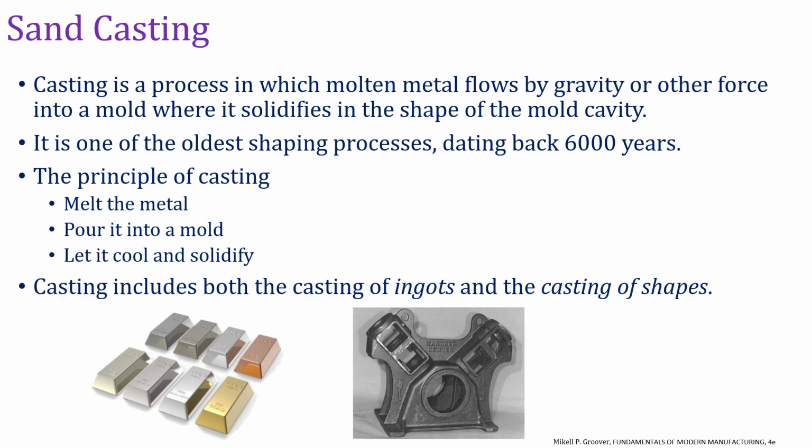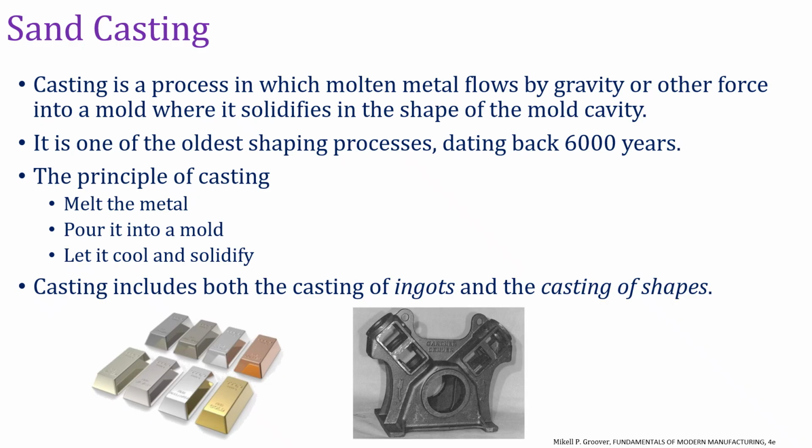Sand casting is a manufacturing process in which molten metal is poured into a mold cavity prepared using green sand. This molten metal flows into the cavity under the influence of gravity or any other external pressure. After filling the cavity completely, the metal is allowed to cool and solidify. Once solidification is complete, the mold is broken to obtain the final casting. As we have discussed previously, this process dates back nearly 6,000 years, making it one of the oldest manufacturing techniques known to mankind.